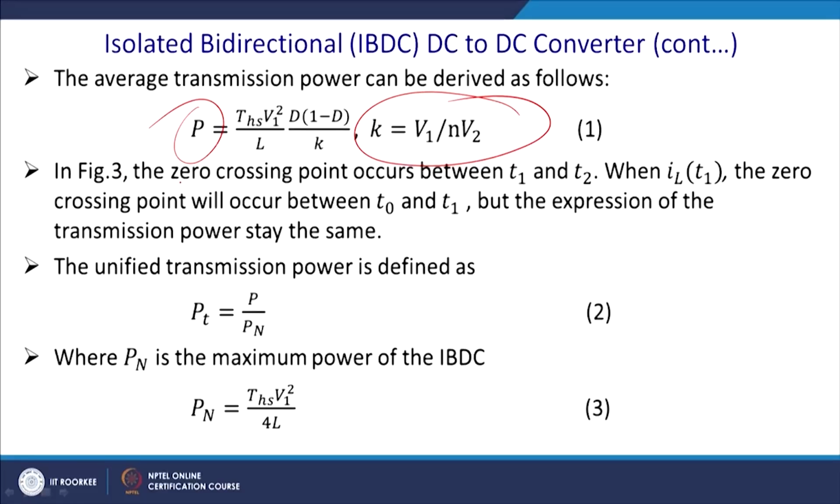In figure 3, the zero crossing occurs between T1 and T2 when IL at T1 is 0, and the crossing point occurs between T0 and T1, but the expressions of the transmission power stay the same. The unified transmission power is defined as Pt equal to P by Pn, where Pn is the maximum power of the IBDC and it is given by TSH V1 square by 4L.